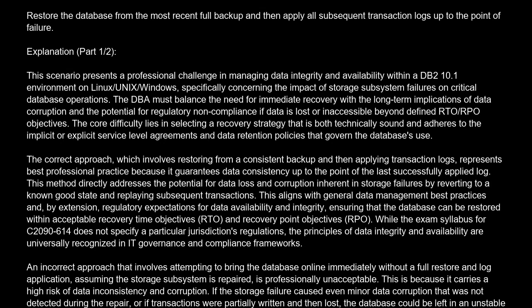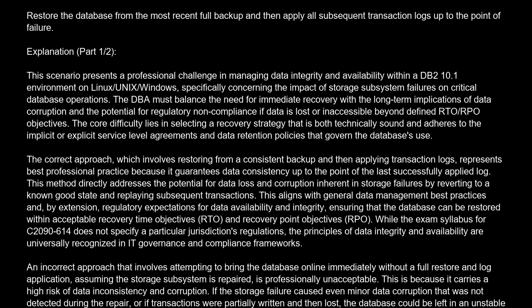The correct answer is B. Restore the database from the most recent full backup and then apply all subsequent transaction logs up to the point of failure. Explanation. This scenario presents a professional challenge in managing data integrity and availability within a DB2 environment on Linux/Unix/Windows, specifically concerning the impact of storage subsystem failures on critical database operations. The DBA must balance the need for immediate recovery with the long-term implications of data corruption and the potential for regulatory noncompliance if data is lost or inaccessible beyond defined RTO/RPO objectives.